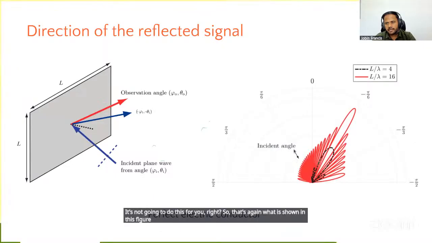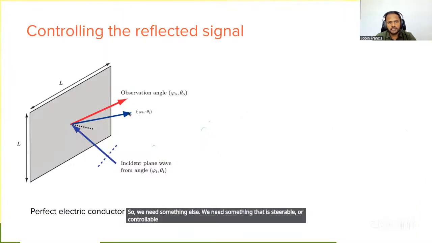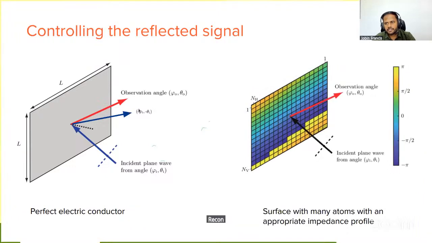So if the incident angle is pi by 6, the reflected angle is going to be minus pi by 6, right? So we need something else. We need something that is steerable or controllable, and that is where reconfigurable intelligent surfaces come in.